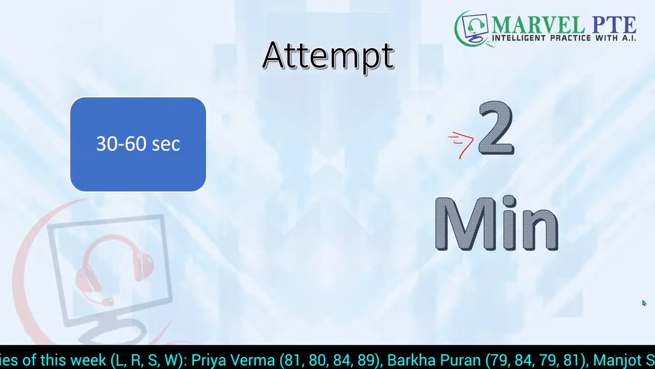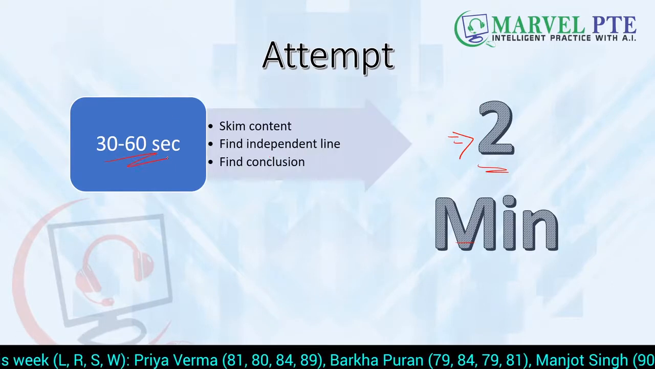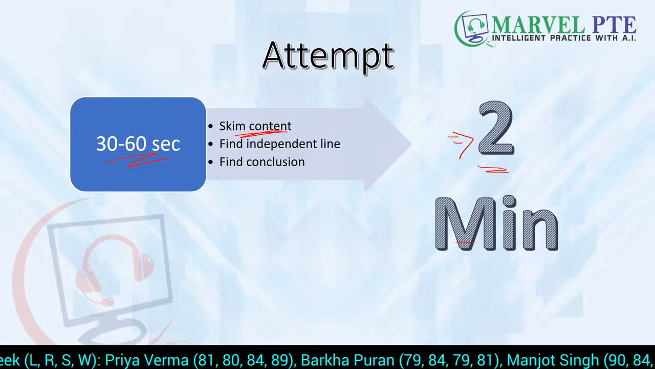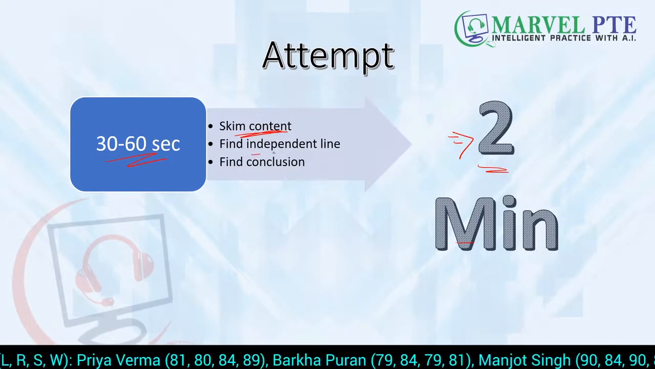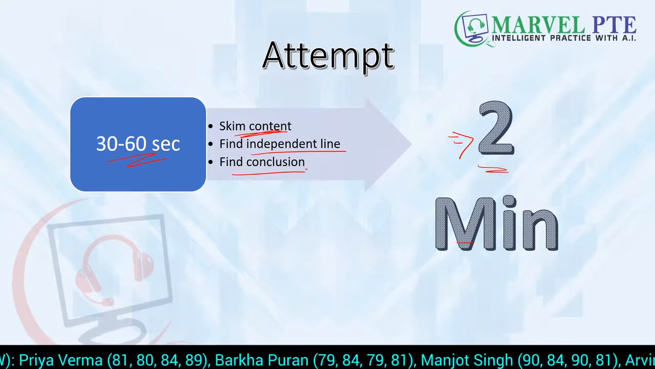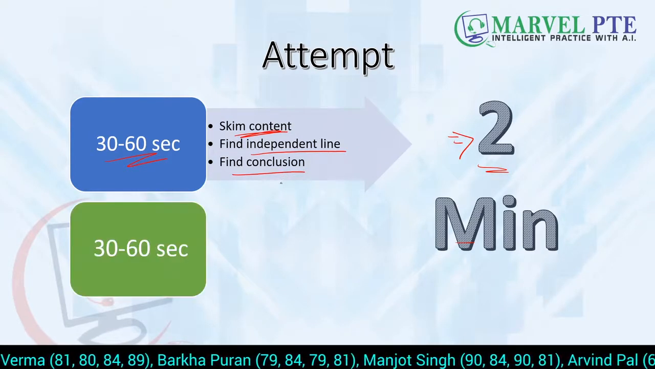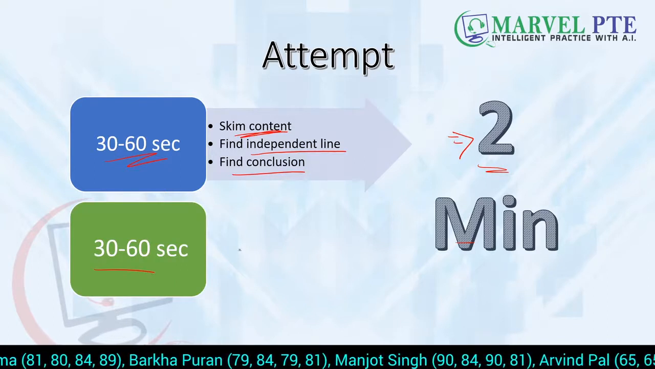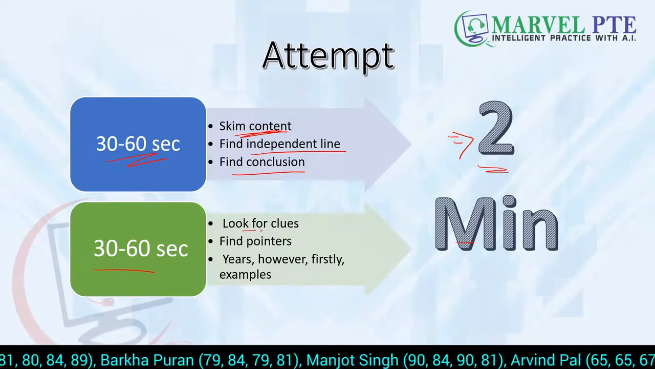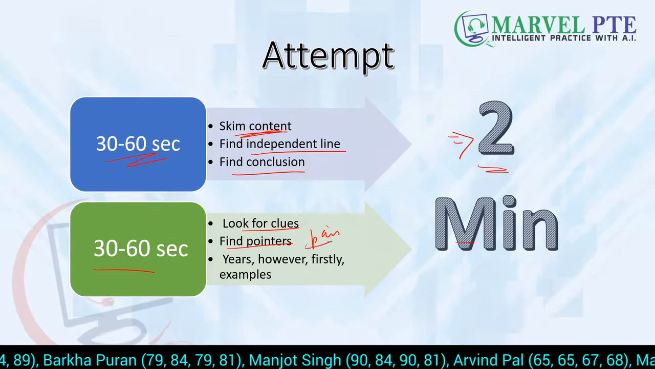And always remember, you just have 2 minutes to solve your reorder paragraph. So in first 30 to 60 seconds, you have to skim the content like we did in this one. Then you have to find an independent line like we found for this one, and there was no conclusion line, so it's okay because we could make pairs and find the concluding line. And the 30 to 60 seconds, which is the next minute, you have to look for clues, you have to find pointers, and then you have to make pairs.